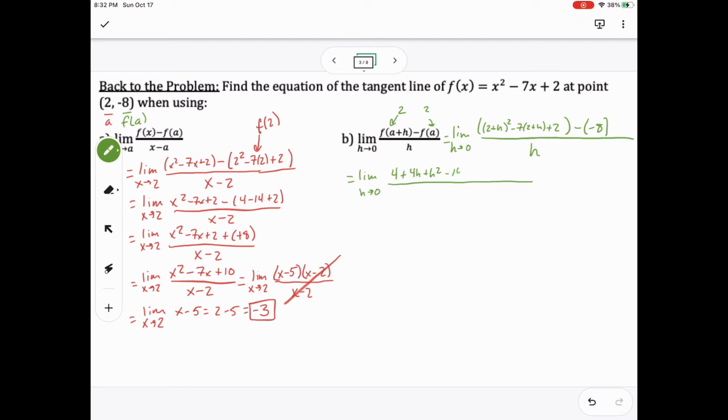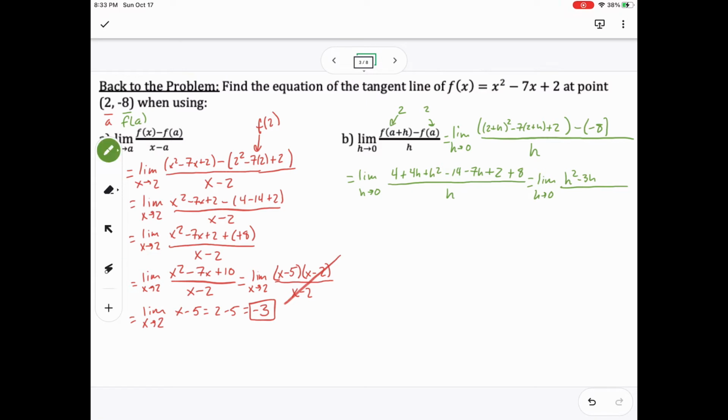Remember, that's 2 plus h times 2 plus h. That gives me 4 plus 4h plus h squared. You can switch that around if you want. Now, I got a lot of like terms to simplify here, so I'm going to put them together. Nothing goes with h squared, so that's fine. 4h and 7h go together, so it gives me negative 3h. 4 minus 14 plus 2 plus 8 actually cancels out and leaves you with 0.